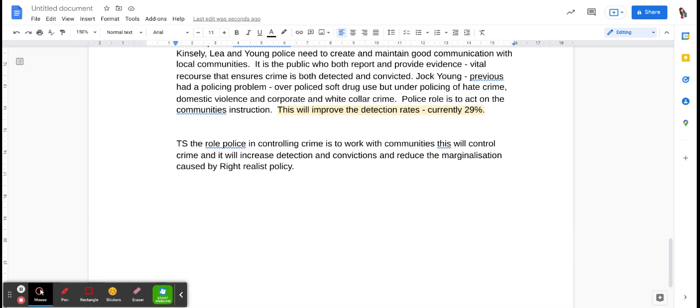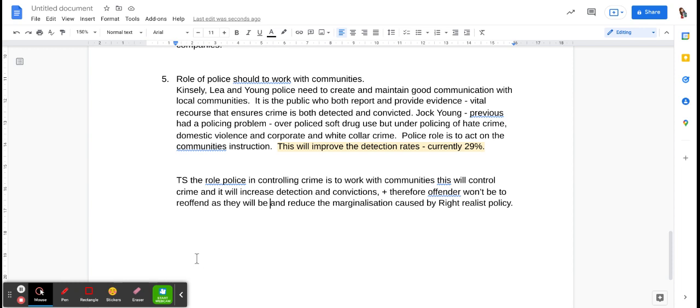I'll explain. So their role is to work with communities. That's their job. This controls crime because they will be able to detect crimes. They will be able to convict criminals. And therefore, maybe I need a bit more there. And therefore, sorry if you've typed it or handwritten it, offenders won't be able to reoffend. I think it needs a bit more. They won't be able to reoffend as they will be incarcerated and unable to.